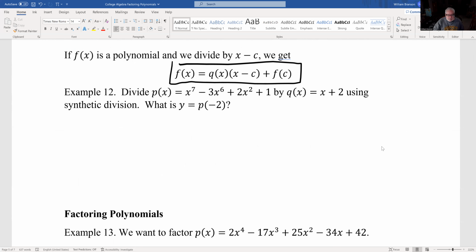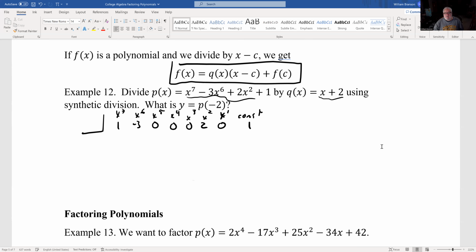So we want to divide this thing by this. So we'll set up the synthetic division. We'll have an x to the 7th column, an x to the 6th, and x to the 5th. You have to have one column for each power, starting with the leading term and going down to the constant term. My coefficients are 1, minus 3. There's no x to the 5th term. There's no x to the 4th term. There's no x cubed term. There is an x squared term. There's no x to the 1st term. And there's a constant term.